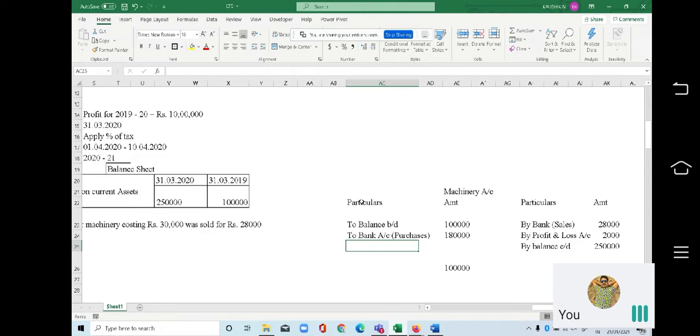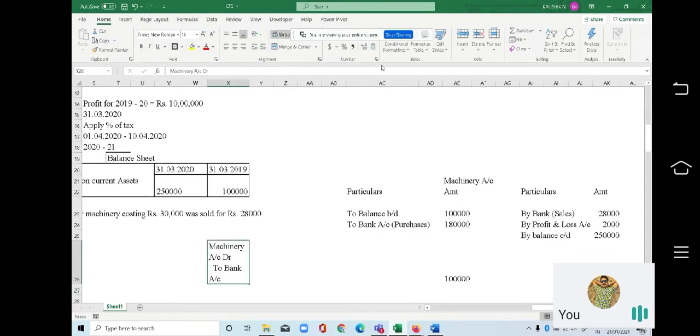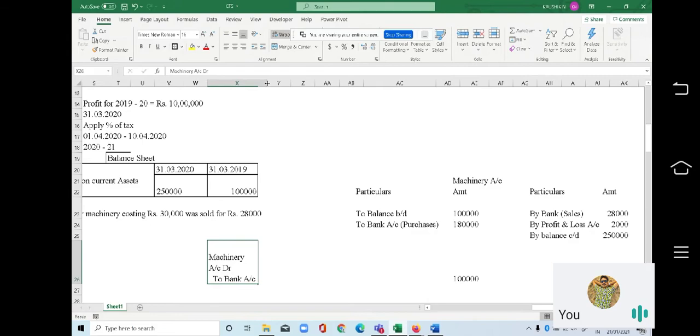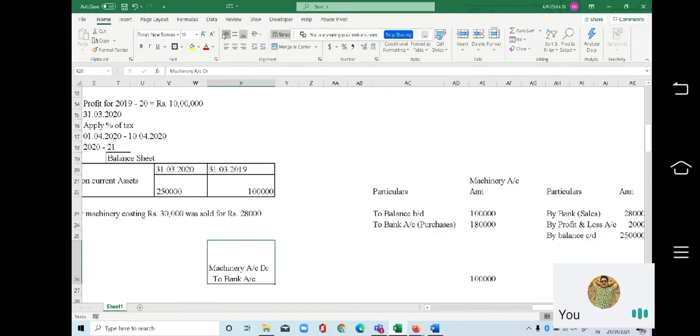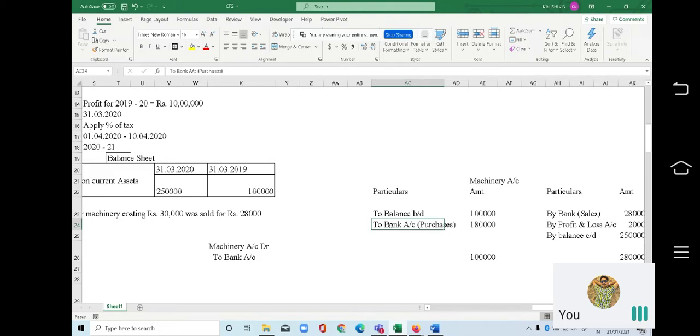What is the journal entry for purchase of machinery? Machinery account debited to bank account. That is what happened here. The shortage is appearing on the debit side. That shortage should be recorded as purchases, and now your debit side and credit side machinery value will be perfect.